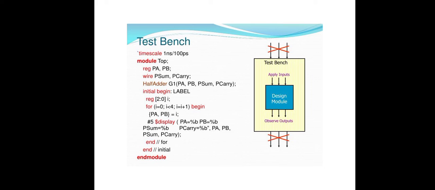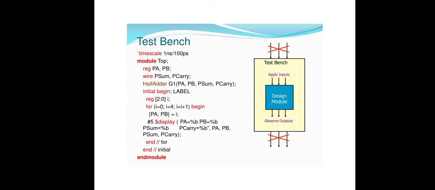First we write the module top, then the register values, then wires. Wires means connecting the wires of the output of sum or carry. For example, we take an example of a half adder.